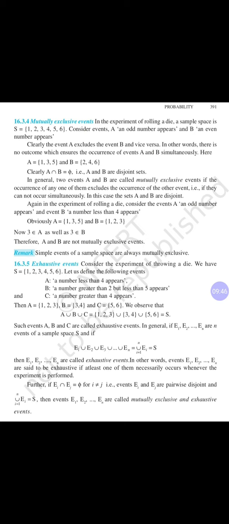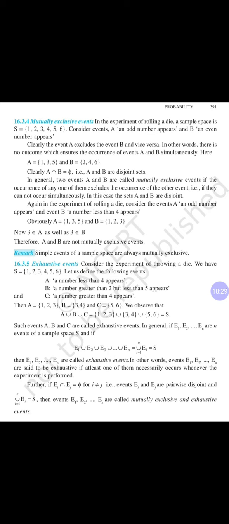Now let's talk about the next definition, exhaustive event. What does it mean by exhaustive event? Let us say we have two events or more than two events. It can be possible for two events, and can also be possible for more than two events. If we have two or more events, and those events simultaneously give you the total sample space, that is, when those events are united, they give you the full sample space.